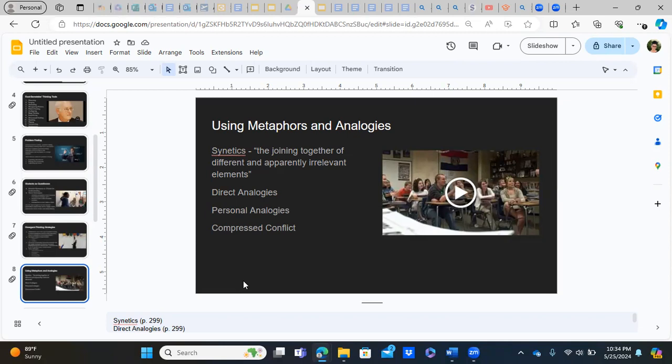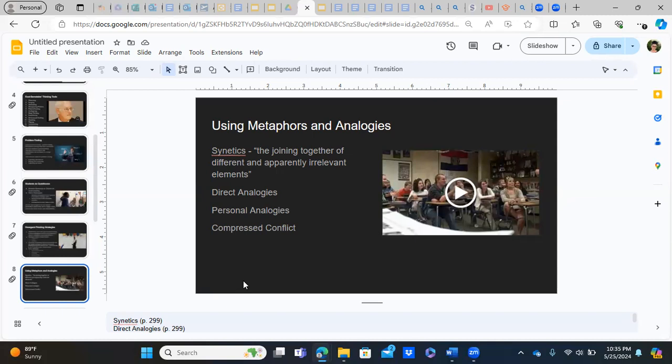With metaphors and analogies, synectics is an original word that's coined, as we mentioned, the joining together of different and apparently irrelevant elements. Metaphors and analogies definitely do this. Several theories of creativity emphasize the importance of bringing together remote ideas to stimulate a new point of view or to forge a new synthesis. Among the most powerful, of course, as we talked about, are metaphors and analogies.